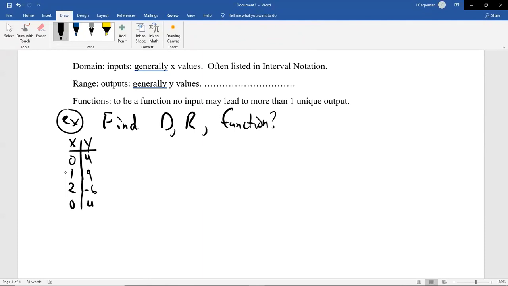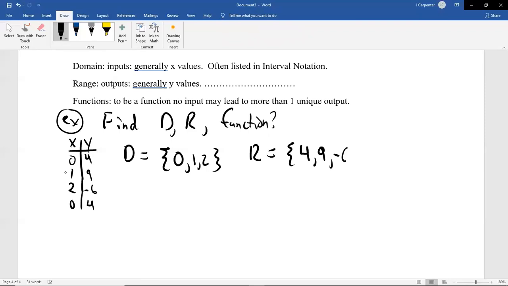The domain of this one, because these are finite elements, you do curly brackets, 0, 1, and 2. I don't need to list the repeat. You just list them each once. The range is 4, 9, and negative 6. They don't even have to be in order because of this type of problem. Now, when we're talking about regular functions that are continuous, their equations, things like that, this would not be okay. It would go to interval notation. This is not interval notation. Is it a function?